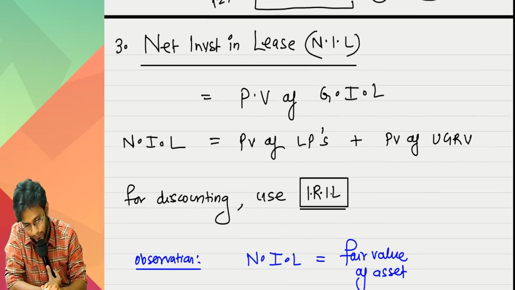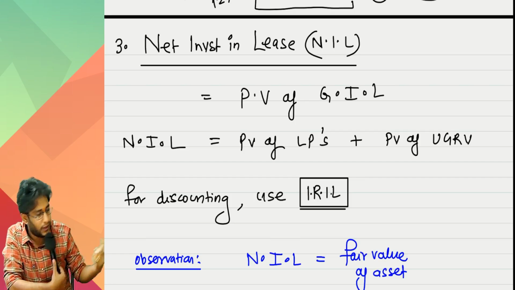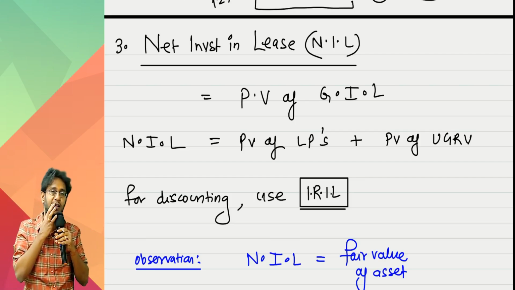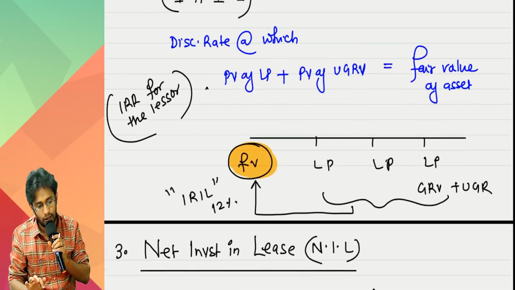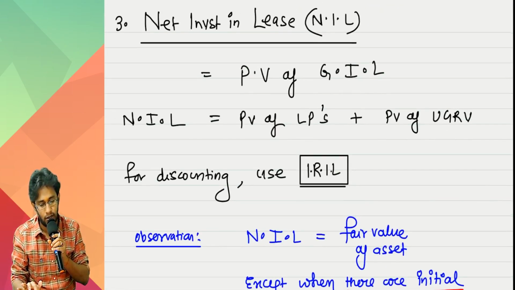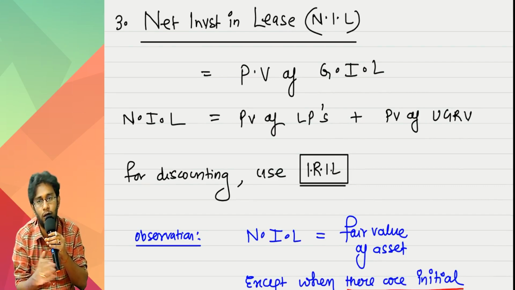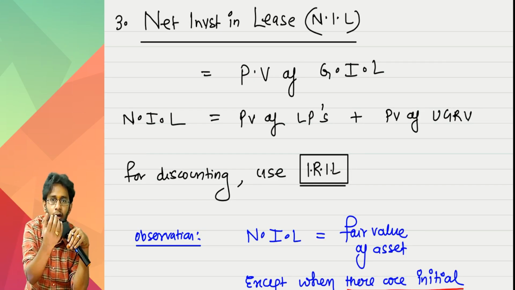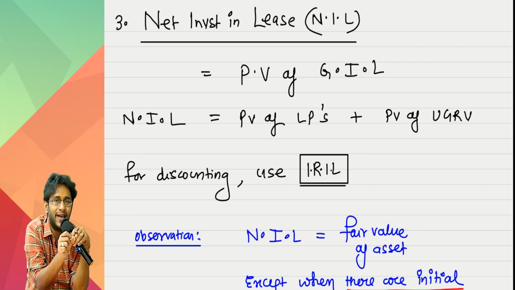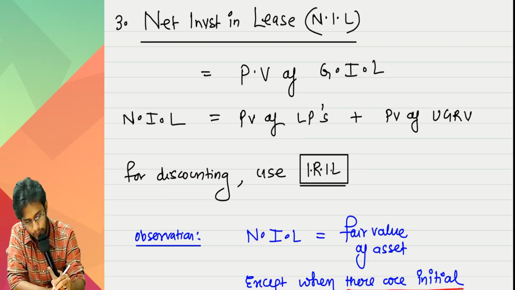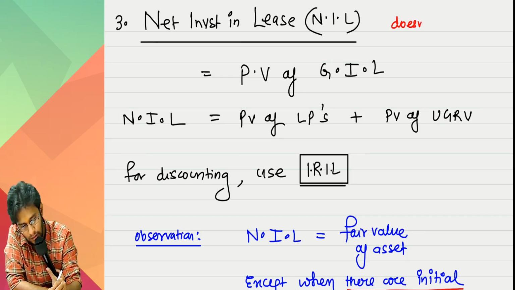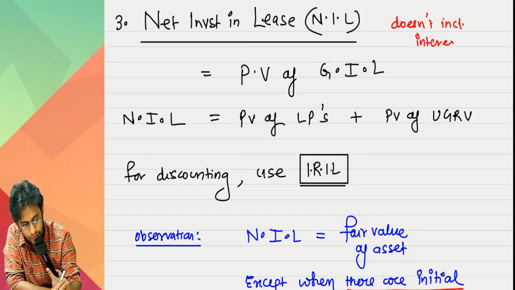Okay, last point. Tell me this, sir. In NIL, the number you computed, does it include interest income or exclude interest income? You said it includes interest income, but NIL definitely does not include interest income. Why? The moment you discount, whatever interest income is there in those lease payments automatically gets cancelled off. So NIL does not include interest income.